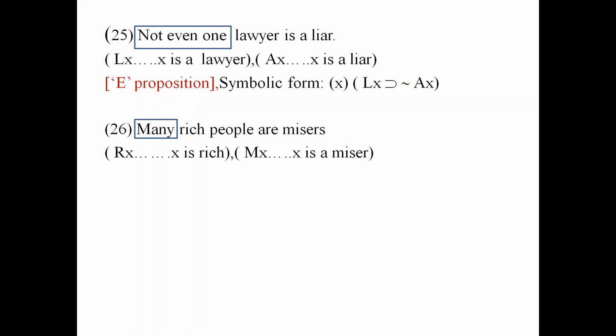26, many rich people are misers. Many is used with two classes. It's an I proposition. Symbolic form existential quantifier phi x dot psi x. In place of phi you will write R, in place of psi you will write capital M. Now it will be written as existential quantifier Rx dot Mx. So it's read as there is at least one x such that x is rich and x is a miser.